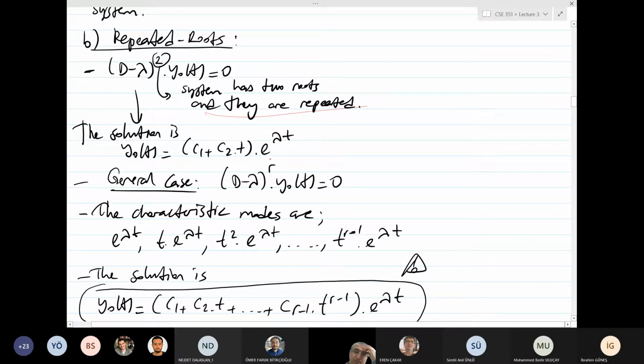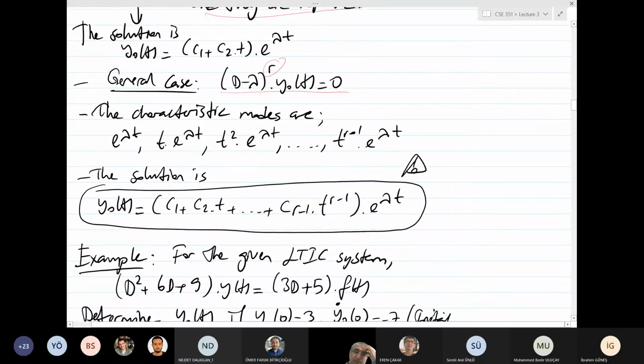Now let's generalize to this r case, when we have an r number of repeated roots in the system. This is the general case. And the characteristic modes for this repeated case are given as follows, which is exponential lambda t. The second mode is t times exponential lambda t. The third one is t squared exponential lambda t. And the last one is t to the power of r minus 1 times exponential lambda t.